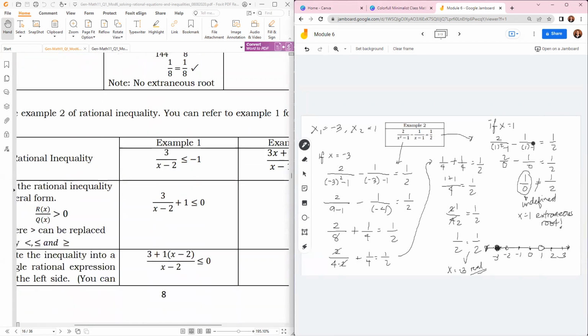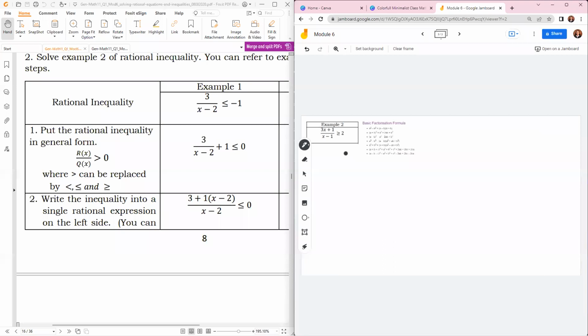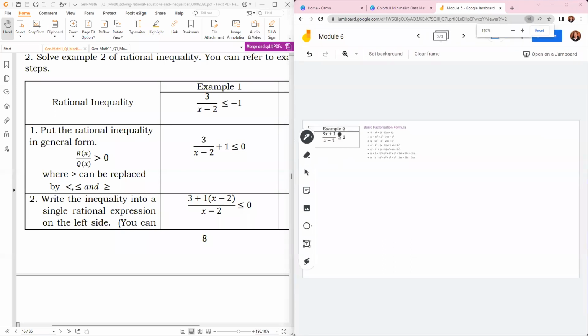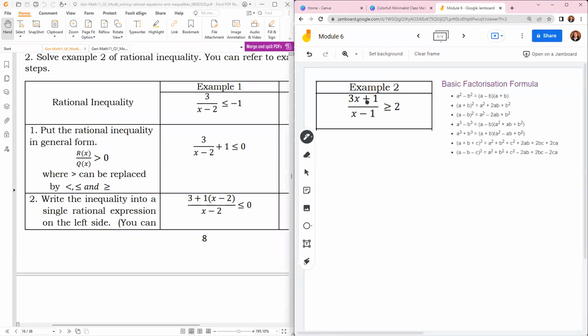Now, let's try to do the same daw for a rational nga inequality. So this is our example number 2. That's still in page 8. Unya, we are still going to follow the necessary steps sa So the necessary steps nga naa sa module. Okay, let's try to do that daw.